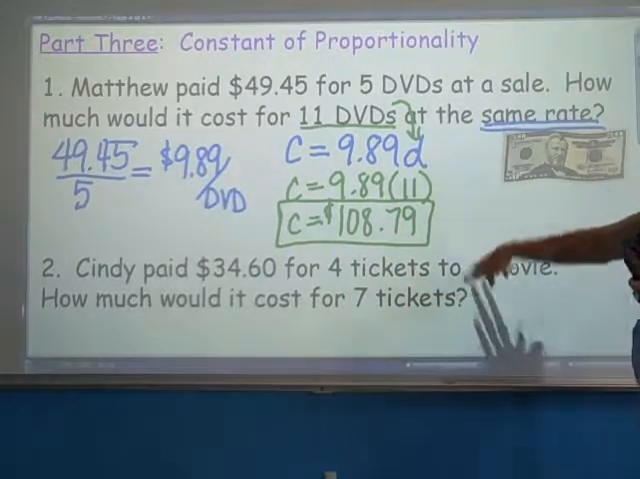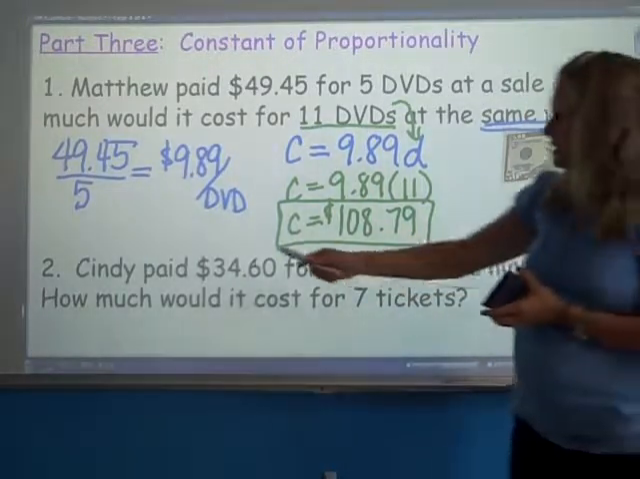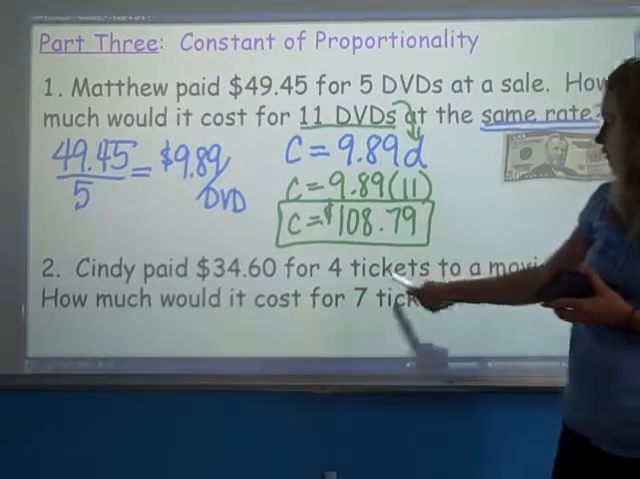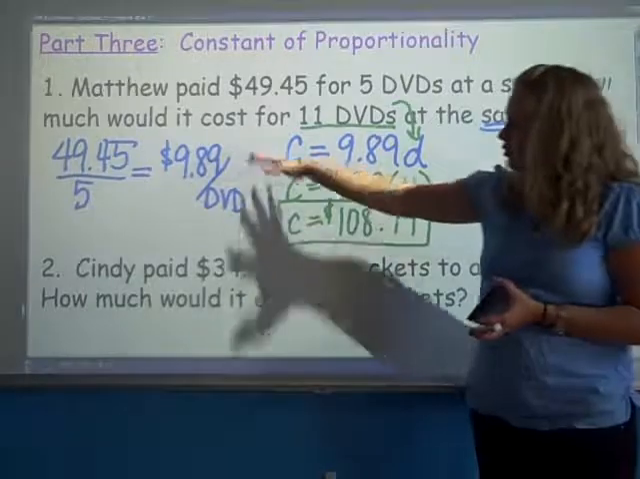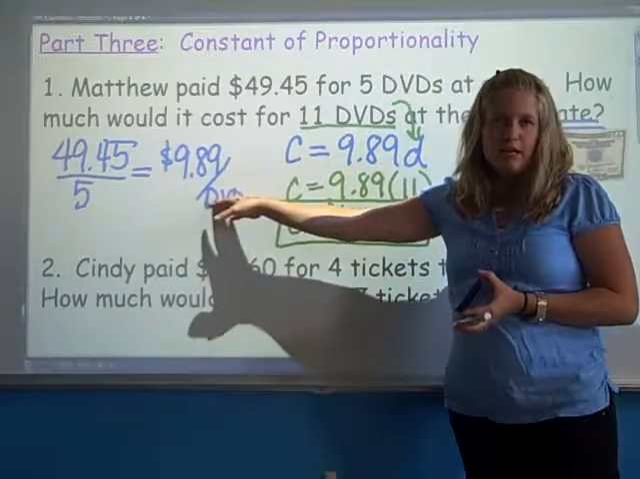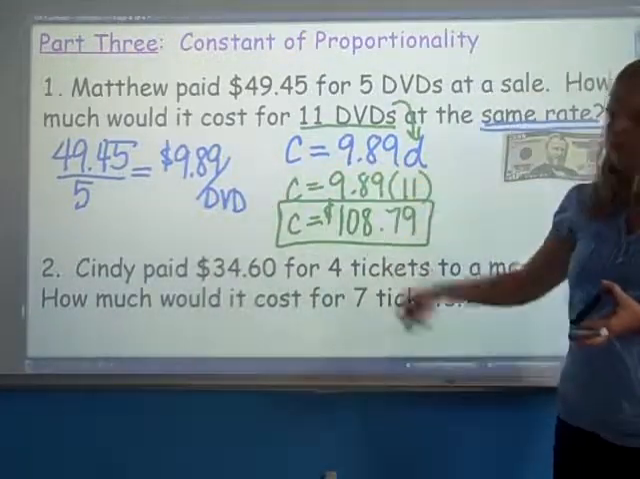All right, I want you to try number 2 on your own. Cindy paid $34.60 for 4 tickets to a movie. How much would it cost for 7 tickets? See if you can follow this, find the constant of proportionality, write an equation, and then multiply.